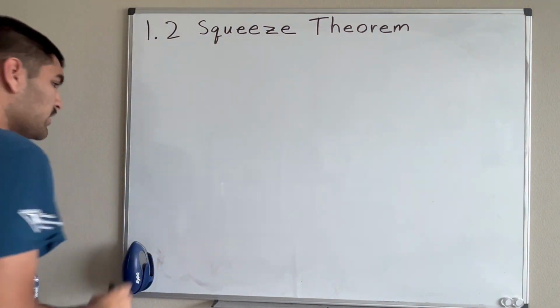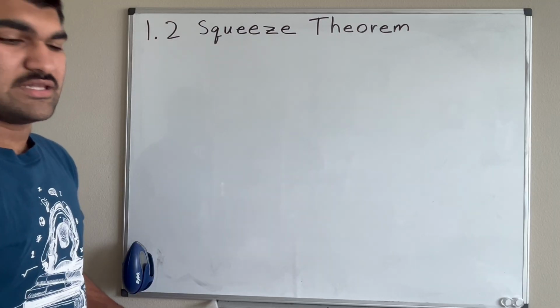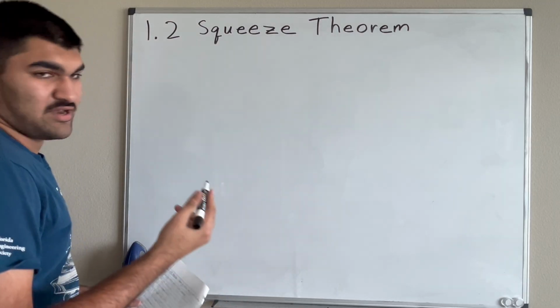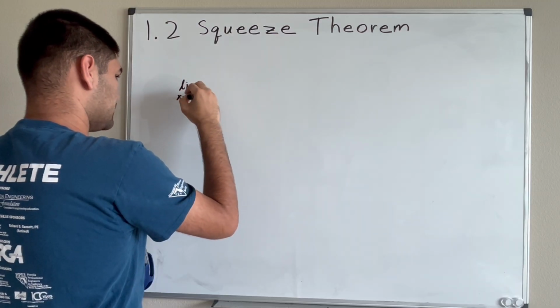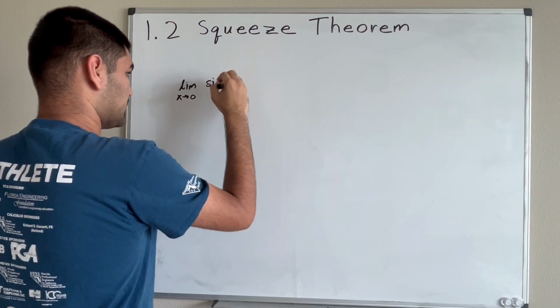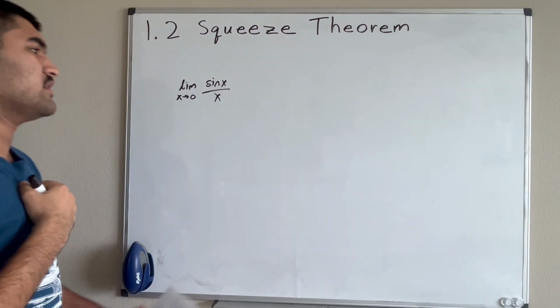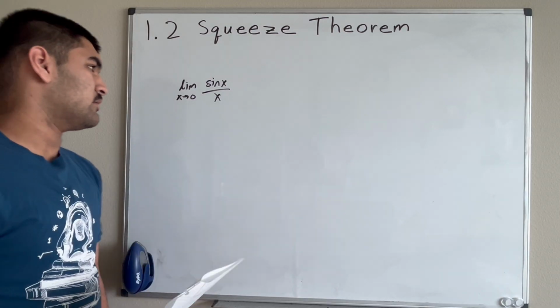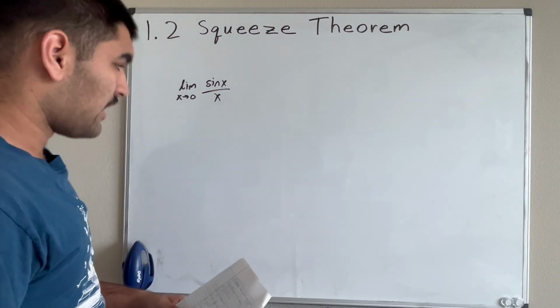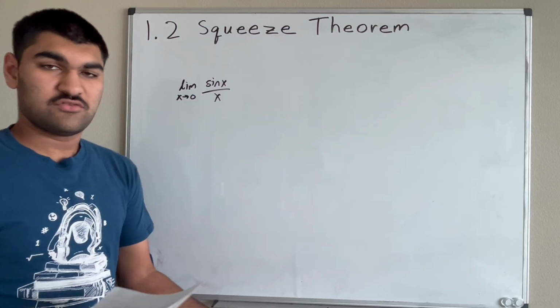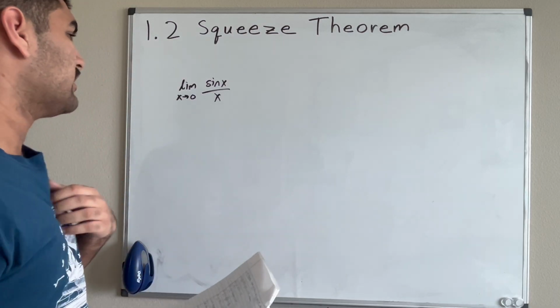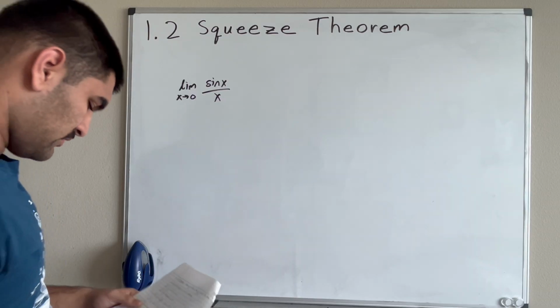A very important limit in calculus and in mathematics in general is the limit as x approaches 0 of sine x over x, right? So this is a very important limit in calculus. And the way that you find the limit, the way you solve it, is using the squeeze theorem. So I will show you how to find this limit using the squeeze theorem.